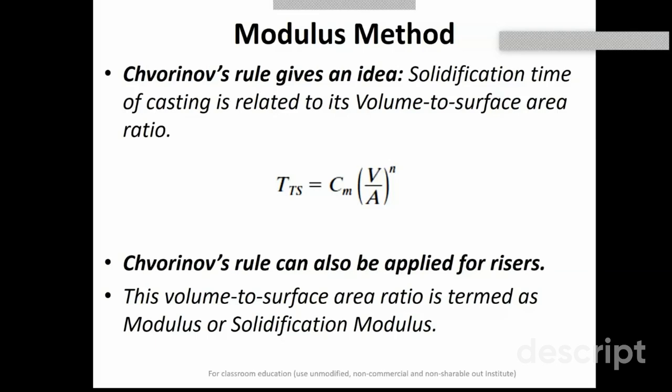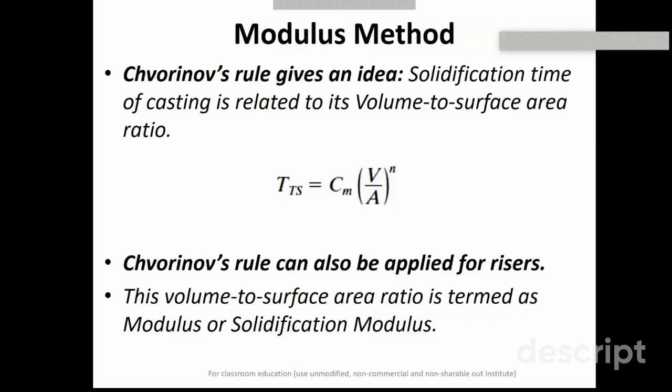This expression we have already studied in our previous lecture, that the time period of solidification is equal to C_m into (V by A) to the power n, where C_m is the mold constant, V is the volume of your casting, A is the surface area of the casting, and n is the exponent. In general, we consider n equal to 2, however its value changes between 1.5 and 2.